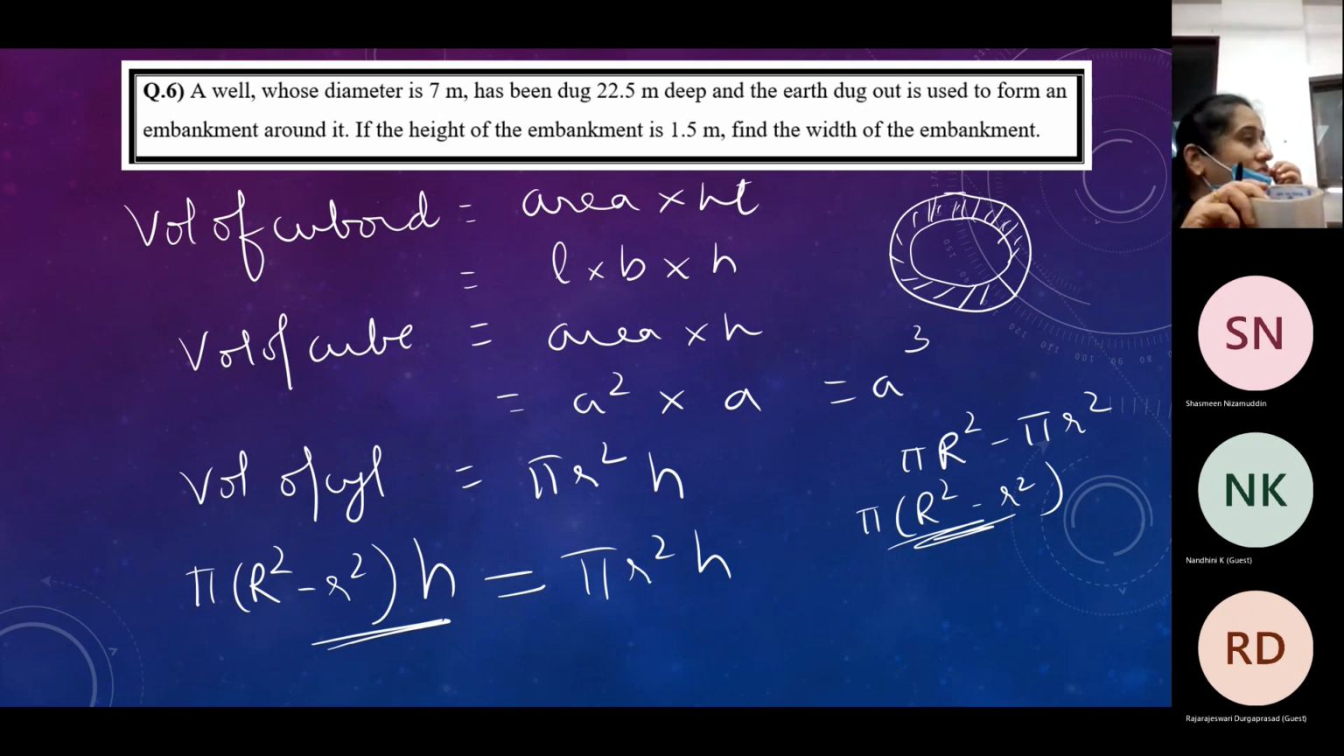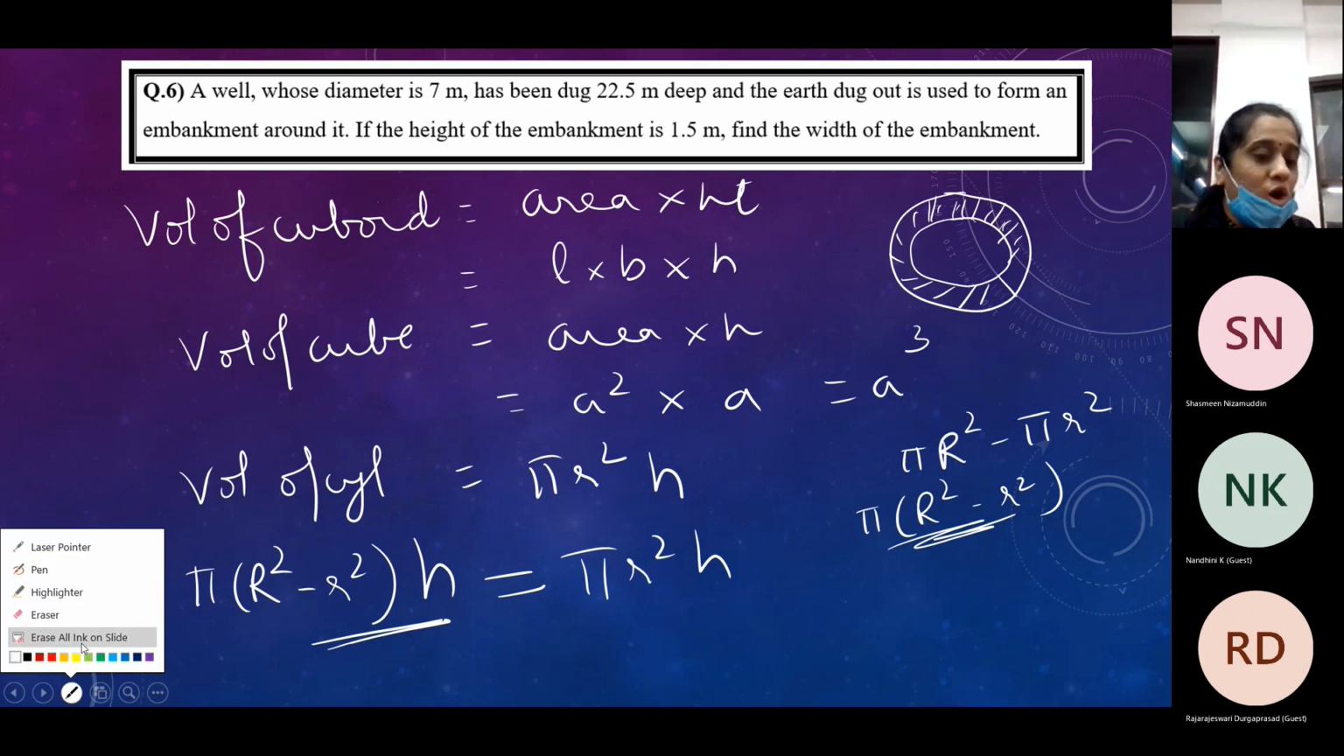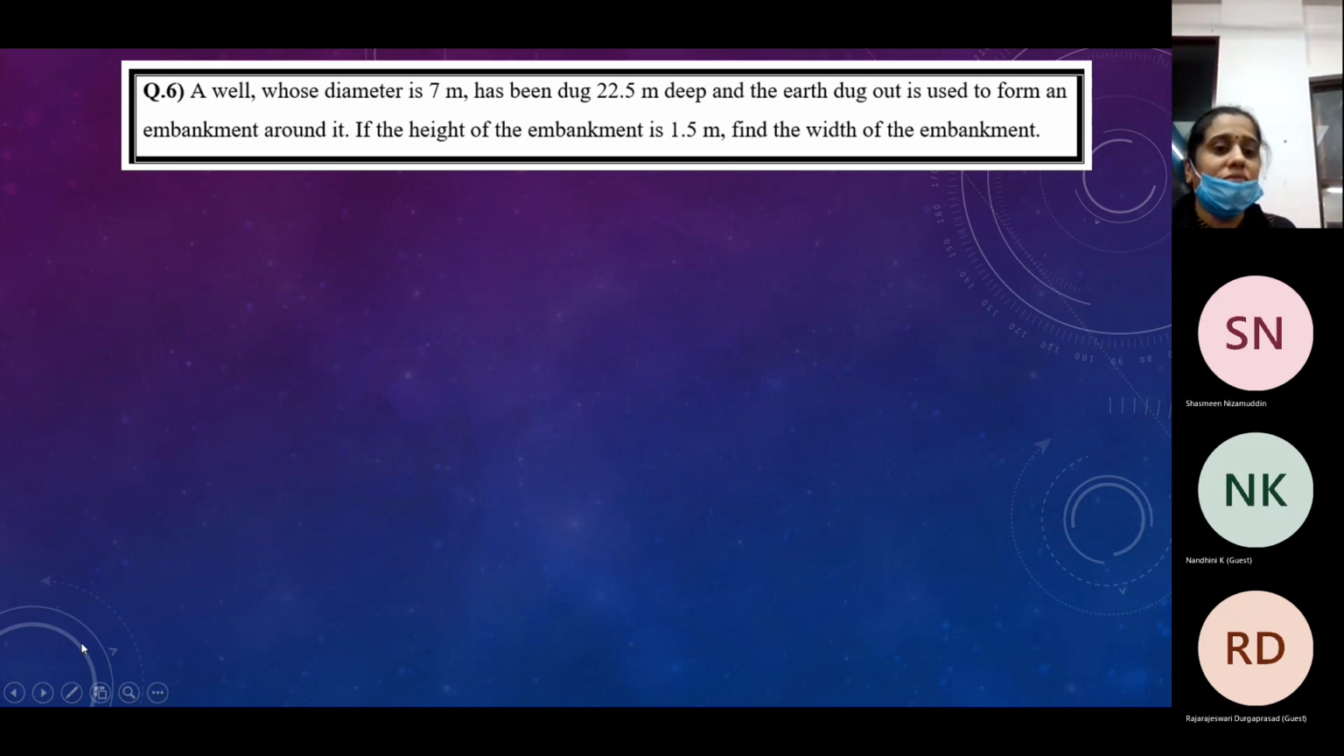The volume of the earth removed from the well is the same as the volume of the earth which is used to construct the embankment. These two volumes are the same. So that is the equation. That equation is what you should write first. You should not work separately.